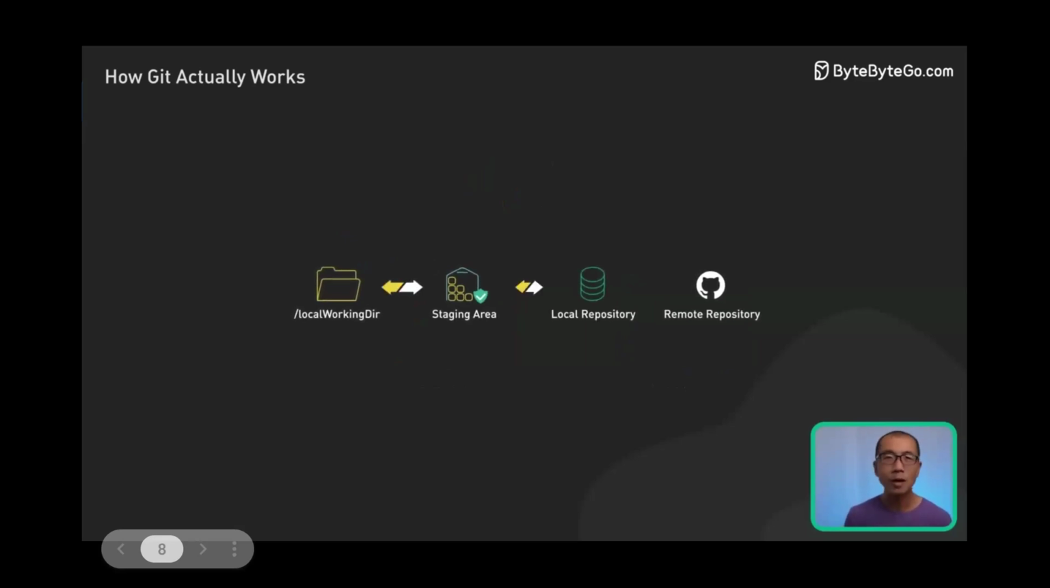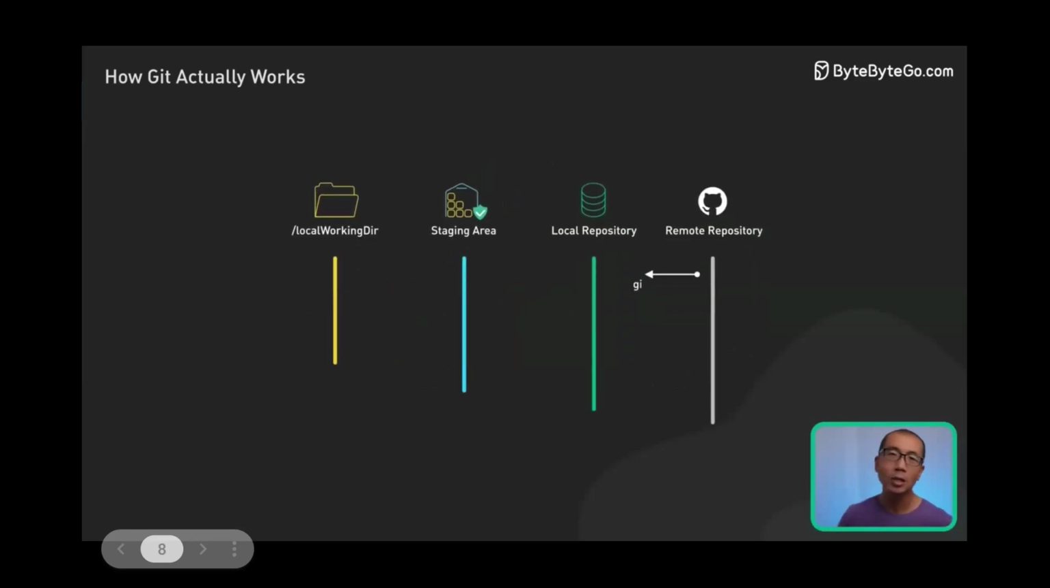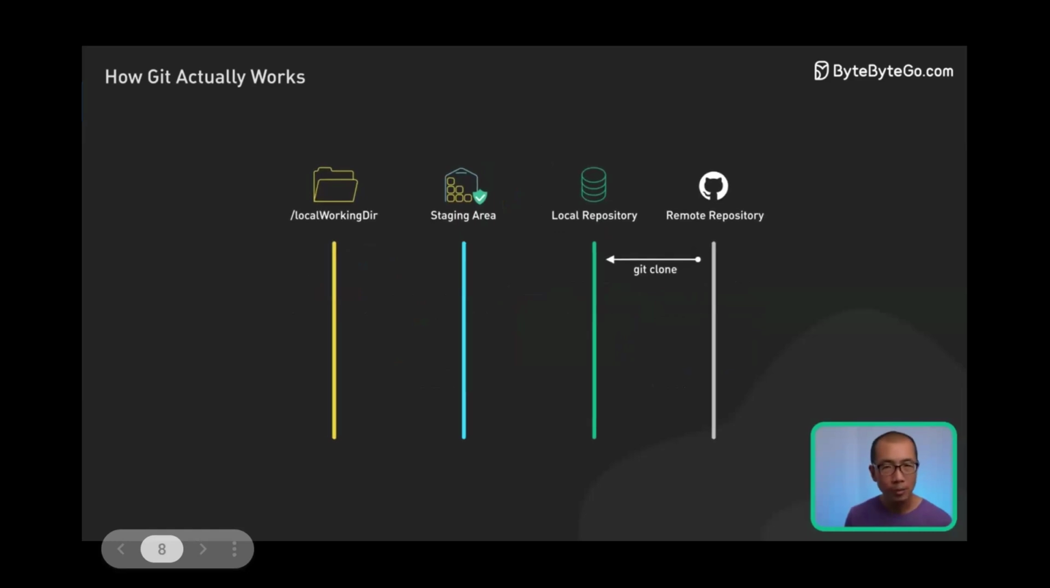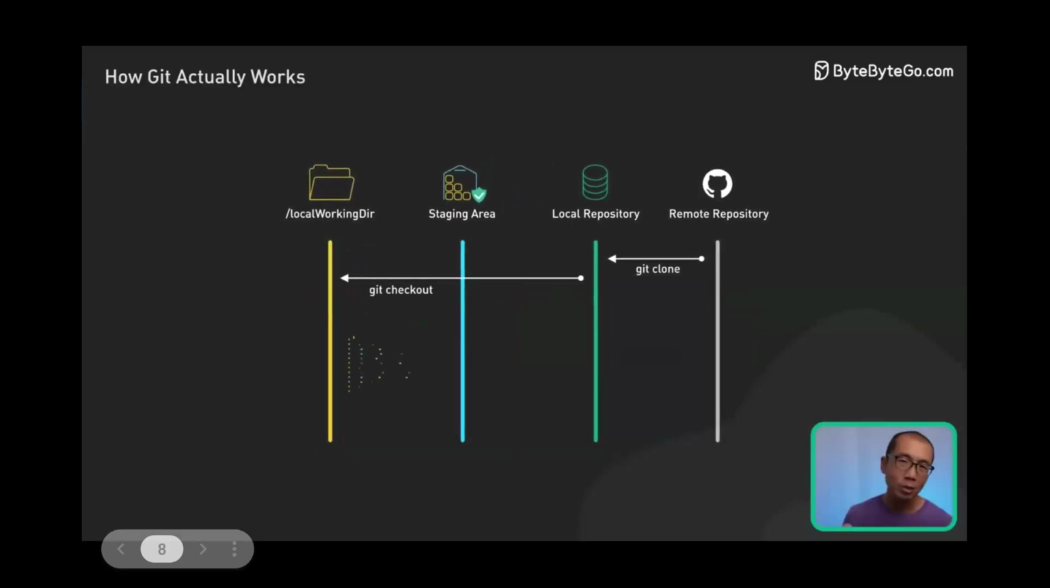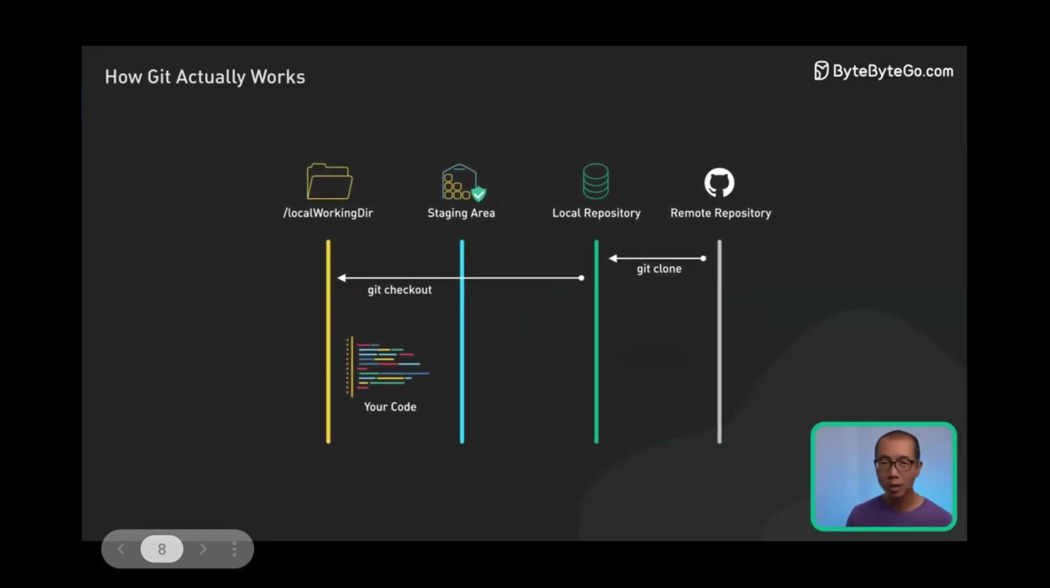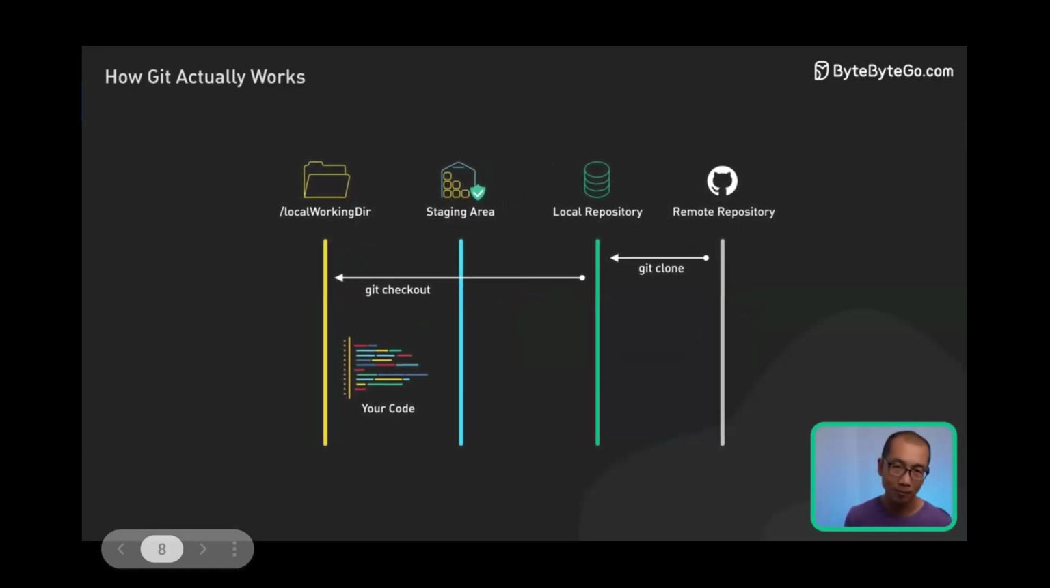Most Git commands move files between these 4 locations. The first step is to git clone an existing repo, so you have a local version of the project to work on, complete with all its history. With the repo cloned locally, let's look at where the code lives. When you start working on a file, you're in the working directory. This is your local development environment where you make changes to your code.